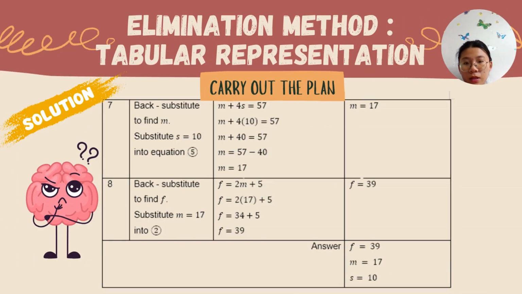After we get the answer s equals 10, we use back substitution to find m. We substitute s equals 10 into the equation m plus 4s equals 57, and we get the answer m equals 17. And we also use back substitution to find f, which is to substitute m equals 17 into the equation f equals 2m plus 5, and we will get the answer f equals 39. So the final answer is f equals 39, m equals 17, and s equals 10.